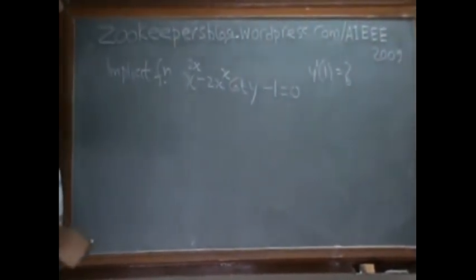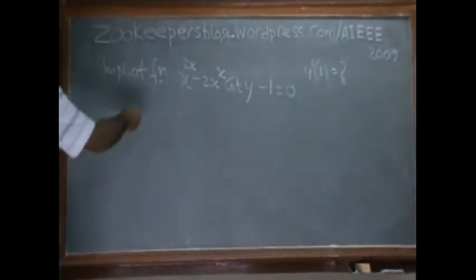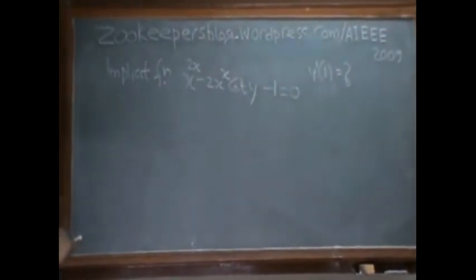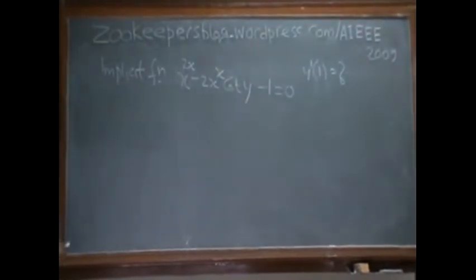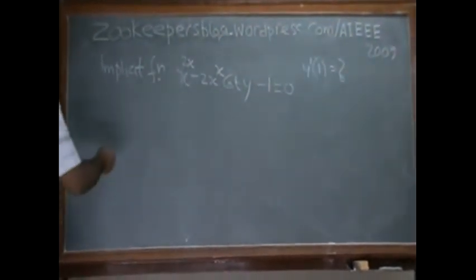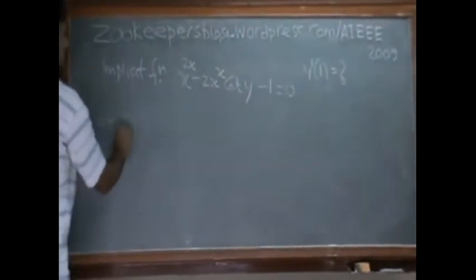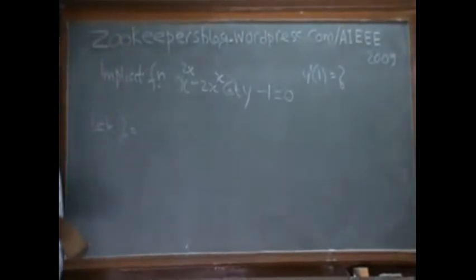Let us try to find y' at y equal to 1. That is, we will differentiate it and get the value. So there is an implicit function given: x to the power 2x, minus 2x to the power x, plus cot y, minus 1 equal to 0. Let us try to understand one thing: I need to differentiate it in any case, so I have to do the differentiation correctly.